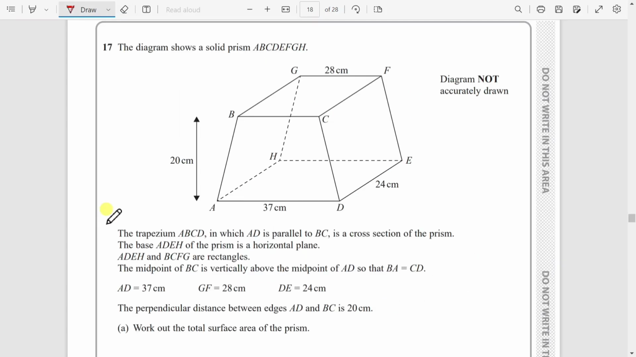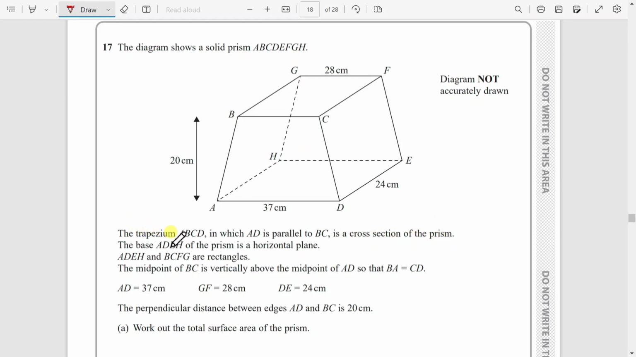Now, let's have a look. It says here that the diagram shows a solid prism, ABCDFGH. So you've got some sort of trapezium shape here, and just extend it across to make it a 3D shape. The trapezium ABCD, in which AD is parallel to BC, is a cross-section of the prism.